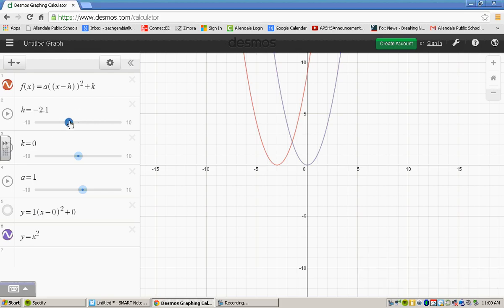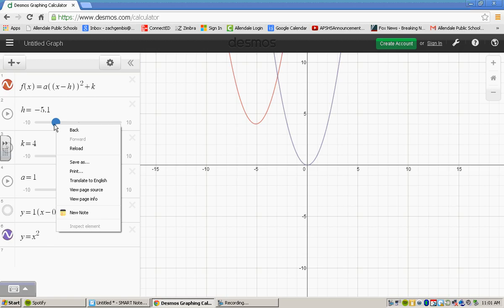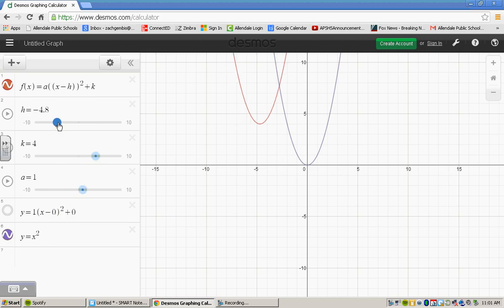The other part, k, does the same thing. So move this back to 0. K just moves it up and moves it down. That's all it's changing. Nothing else changes. And that's our vertex. So if I move k to, say, 4, and h to -5, let's say, you'll notice in vertex form, the new vertex over here is the ordered pair -5, 4.